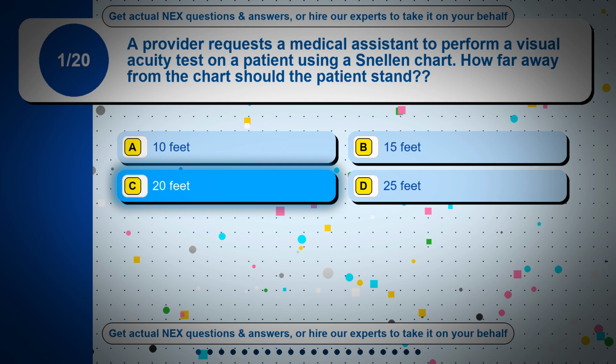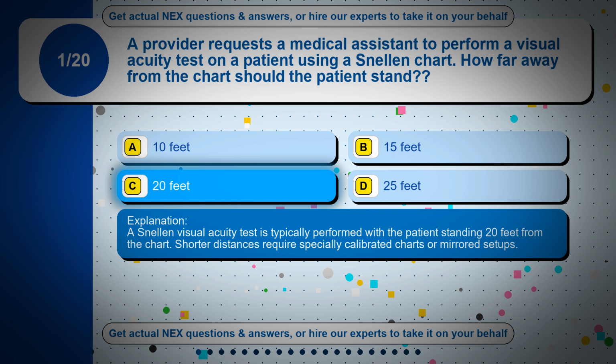The correct answer is option C. 20 feet. A Snellen visual acuity test is typically performed with the patient standing 20 feet from the chart. Shorter distances require specially calibrated charts or mirrored setups.